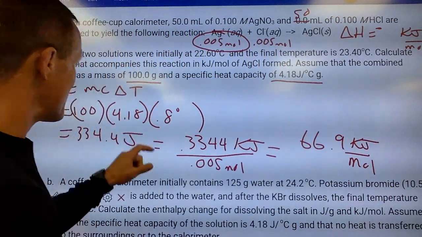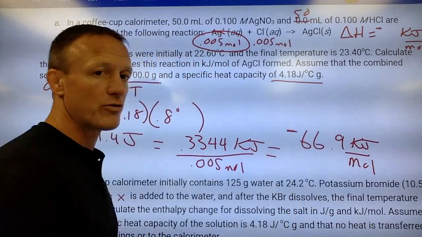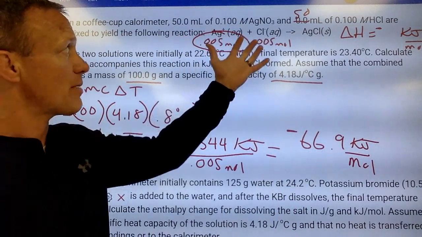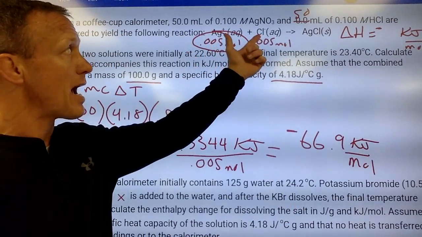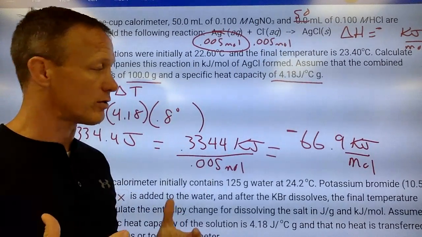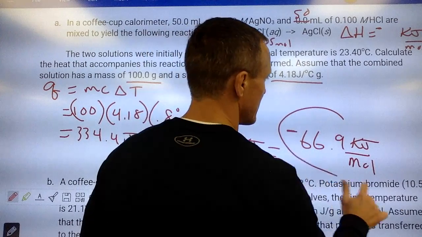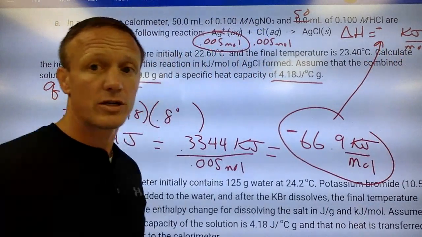Remember, this was the heat gained by the solution. That means the reaction is actually an exothermic reaction. As those two things react, the silver nitrate and the hydrochloric acid, they're giving off heat to the solution. That's why the solution got warmer. So the reaction itself has this delta H.